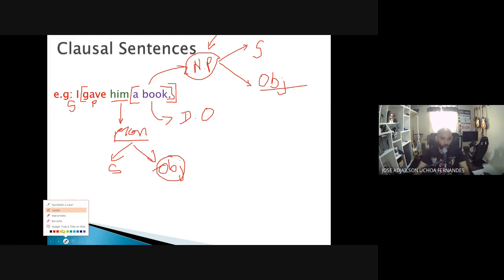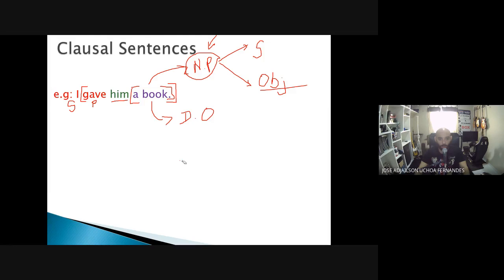So let's now erase this analysis and bring only what is interesting for us here, the word object. So him is an object. Now, what kind of an object is him? Oops, let's just use O. Is it a direct object or an indirect object? What is our definition of direct object?